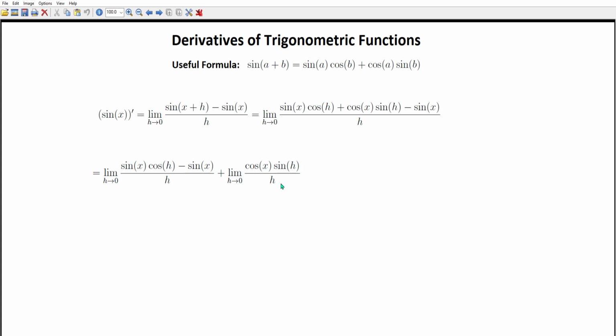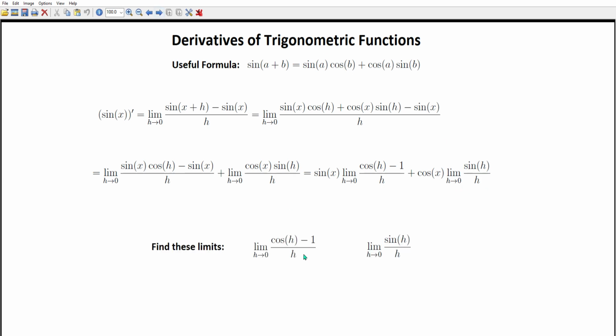Now the reason we've done this is a sine x is going to factor out of this, a cosine x is going to factor out of that, and we're going to have this expression: sine x times the limit as h goes to 0 of cosine h minus 1 over h, plus cosine x times the limit as h goes to 0 of sine h over h. And if we can find these two limits, cosine h minus 1 over h and sine h over h, both as h goes to 0, we'll know what our answer is because we'll just plug them in. Okay, and it turns out that sine h over h is the key limit.